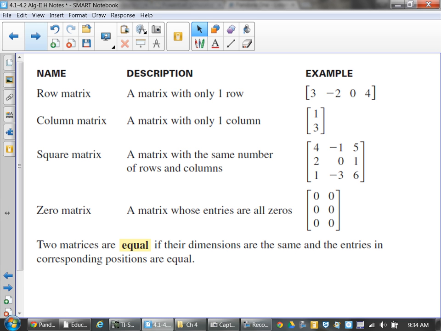So the first one would be a 1x4: 1 row, 4 columns. The second one would be a 2x1: 2 rows, 1 column. The third one would be a 3x3: 3 rows, 3 columns, so that's called a square matrix. What would the dimensions of the last one be? 3 by 2: 3 rows, 2 columns. And it's called a zero matrix because they're all zeros.